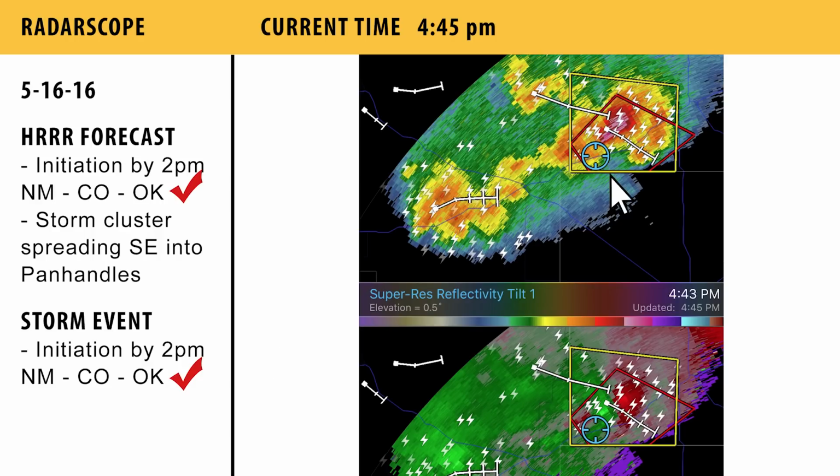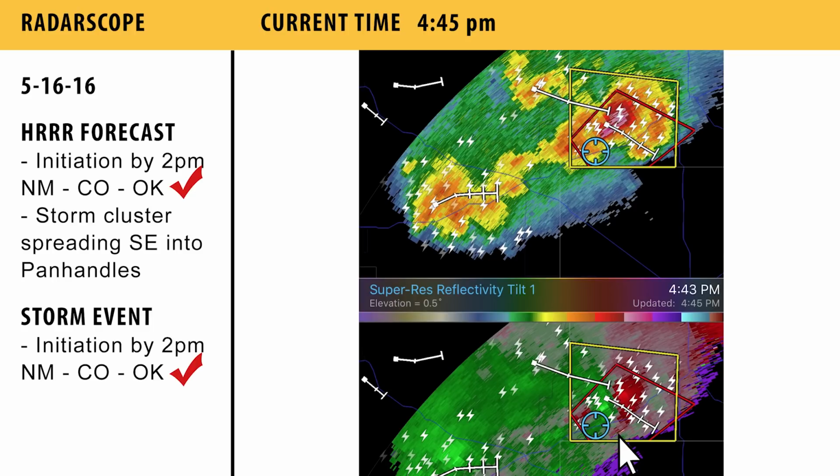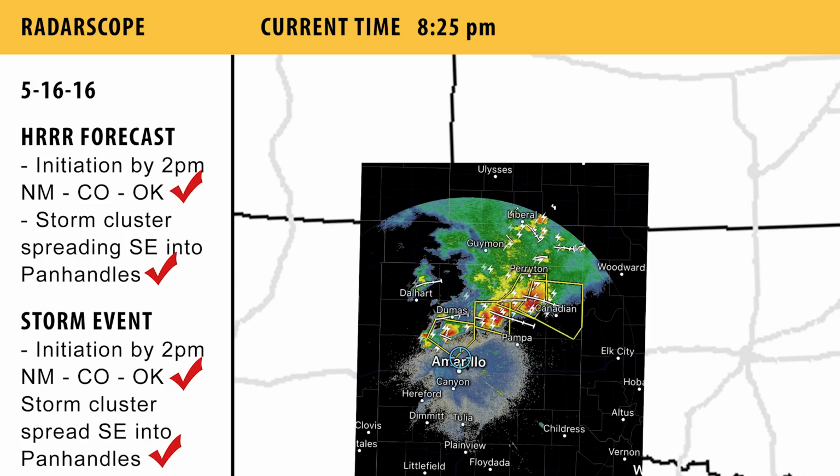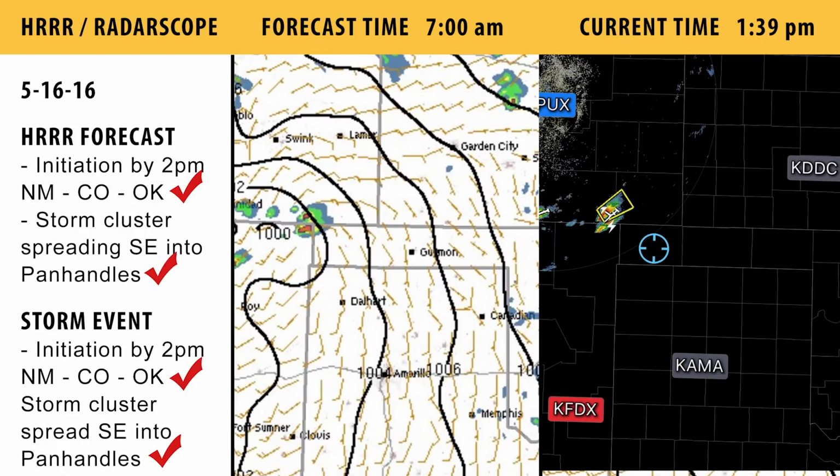4:45 p.m., this is a few hours later. This is a closer look at that cell. This produced a weak tornado. After that it goes outflow dominant. I'm going to zoom down here to this other cell, and on velocity you can kind of see some rotation and get another little tornado out of that one. And at 8:25, here they are moving down into the panhandles, a cluster of storms. Here's a comparison of a 7 a.m.